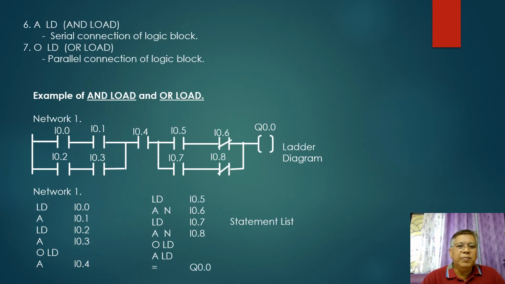Okay, then we have here another basic PLC instruction. Then, okay, so we have here number 6. Number 6 is actually AND load, or represented by A, then the load command.